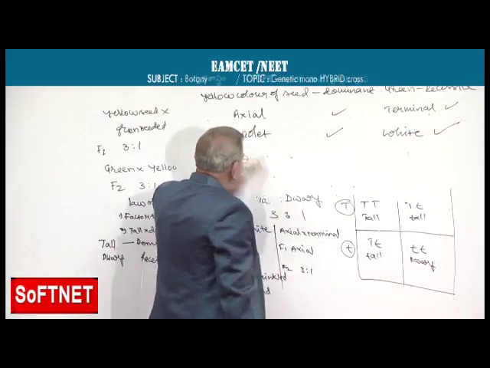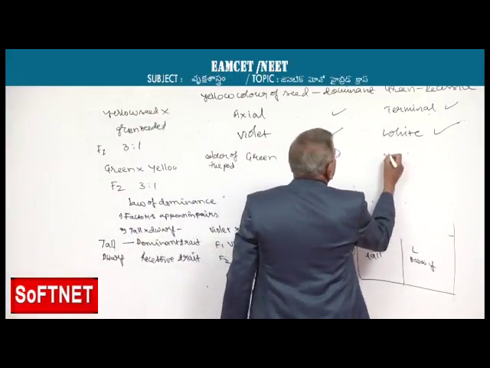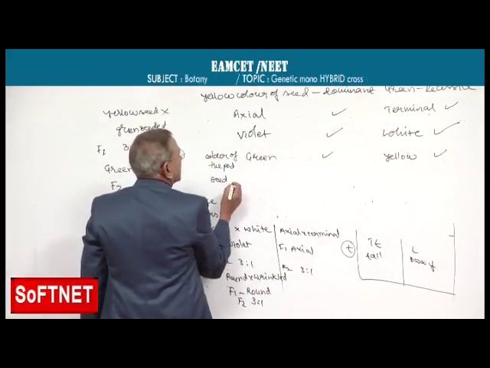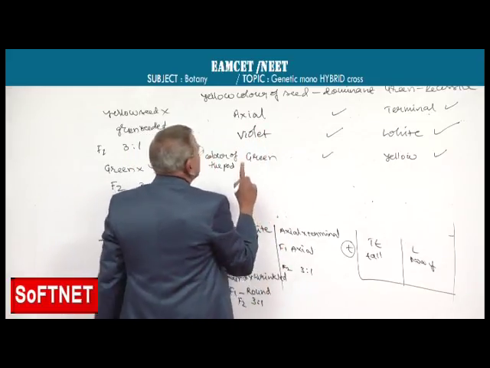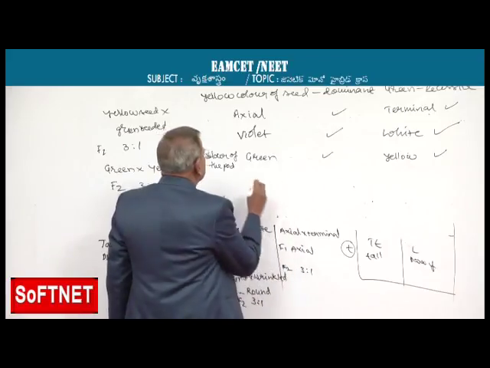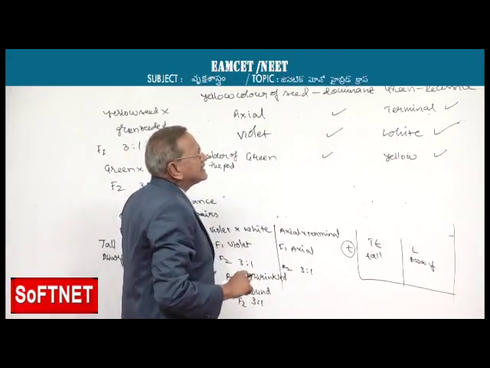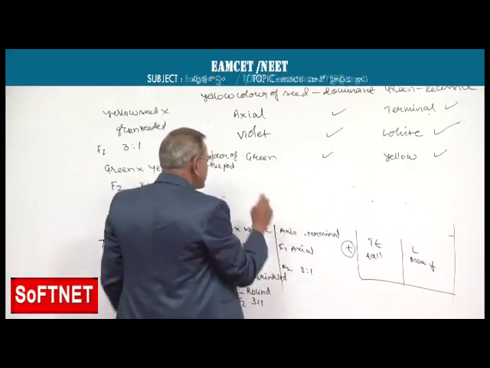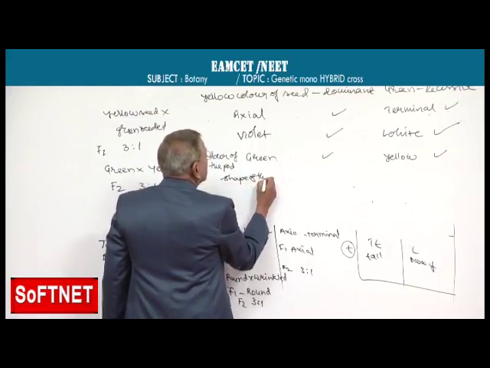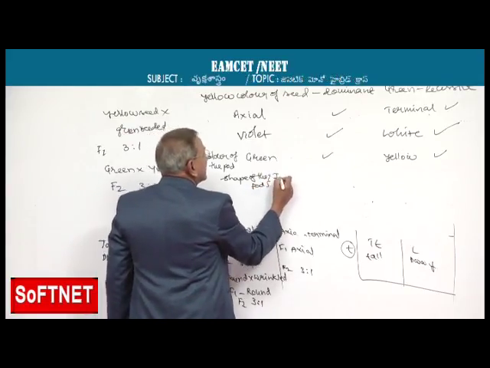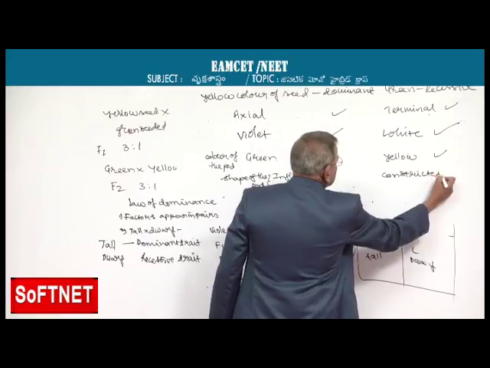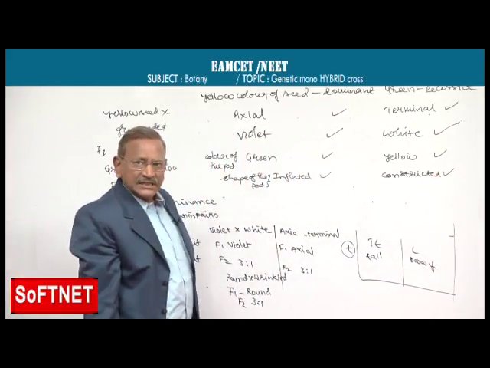With regard to the color of the pod, green is dominant over yellow. We have seen flower color, seed color, pod color. With regard to position, we have seen axial versus terminal. With regard to the other character, that is the shape of the pod, inflated condition is dominant over constricted condition. Constricted condition is recessive, whereas inflated condition is dominant.